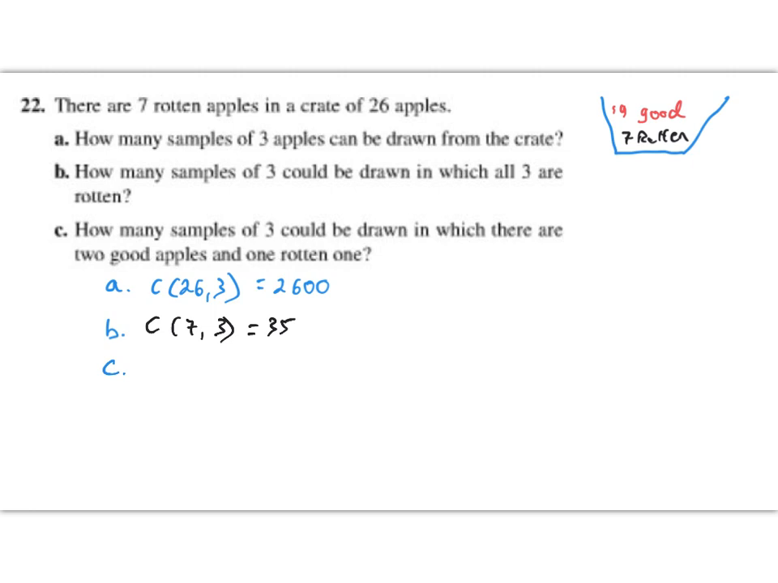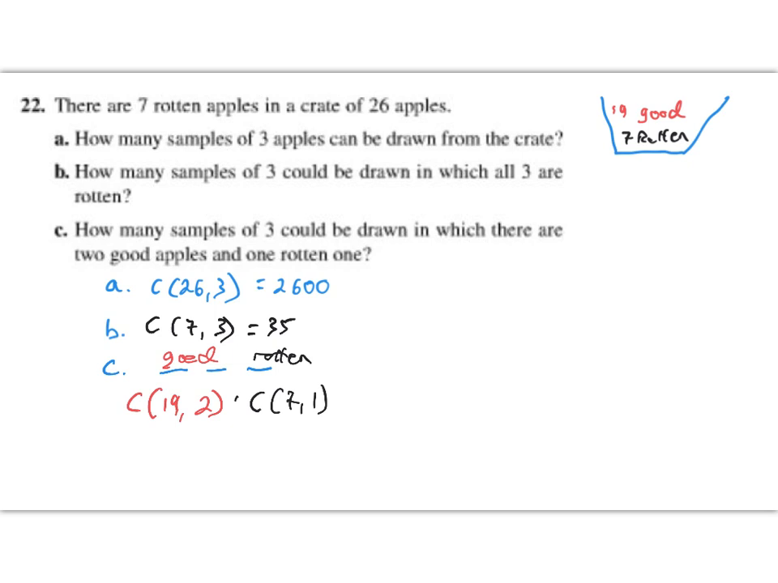Okay, question C. How many samples could be drawn in which there are 2 good ones and 1 rotten one? Okay, so let's fill in our blanks here. So we're going to pick 3 apples. These 2 are good. This one is rotten. Okay, so let's figure out the number of ways that we can choose the good ones. There are 19 good ones. I'm going to pick any 2 of them. And then for the rotten ones, there are 7, and I'm just going to pick any one of those to fill my selection of 3 apples.